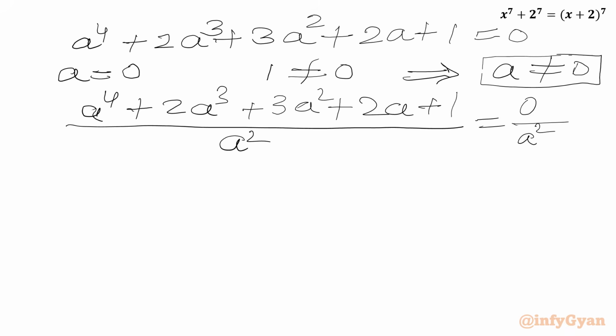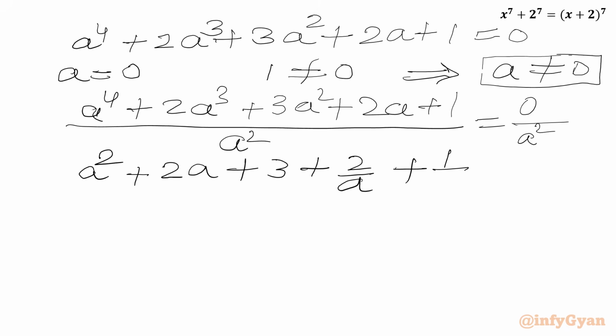A power 4 over a square, we can write a square. 2a cube over a square, we will write 2a. 3a square over a square, we will write 3 only. 2a over a square, we'll write 2 over a. 1 over a square, we'll write 1 over a square. RHS will be 0.